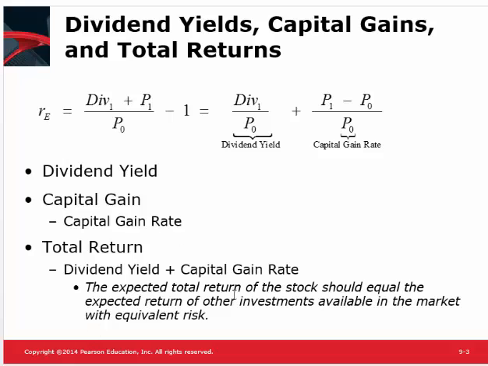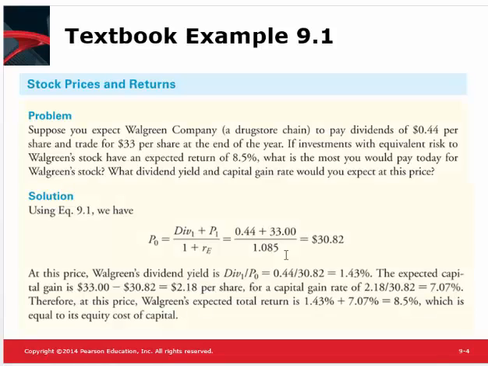So the expected total return of a stock is equal to the expected returns of other investments that are available in the marketplace at the equivalent risk. That is the law of one price that we've been talking about. So this dividend yield and capital gains rate should be equivalent to similar investments, similar types of risk elements that we could possibly find in the environment.